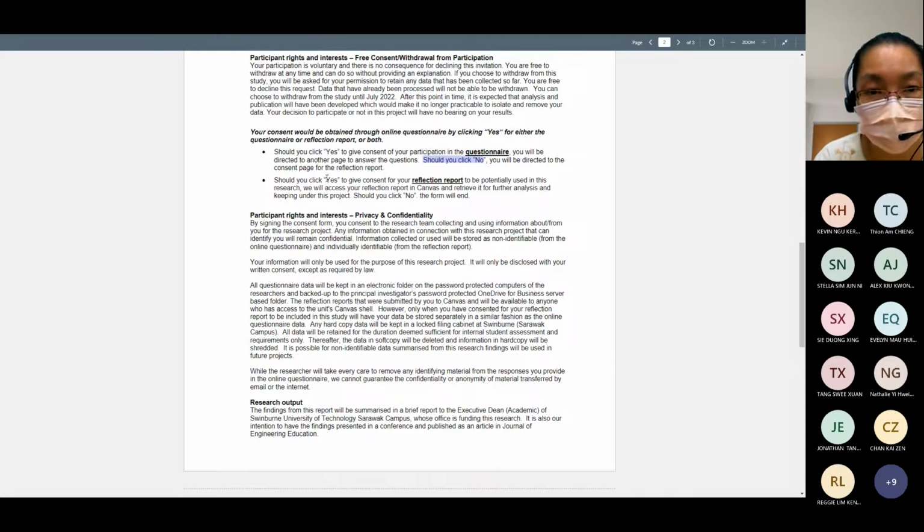If you give consent, yes, for me to use your reflection report, the form will ask for your name and your student ID so that I can retrieve the report. If you don't, then the form will just end.